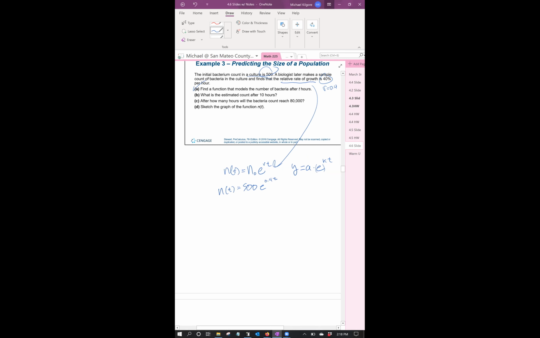What is the estimated count after 10 hours? Now I just have to check that my time variable is in hours. In part B, it says it is in hours, so t is in hours. So all I'm doing here is setting t equal to 10. My counting function N evaluated at 10 is going to be 500 e to the 0.4 times 10, and that's going to be e to the 4th power. So what's 500 times e to the 4th power, everybody?